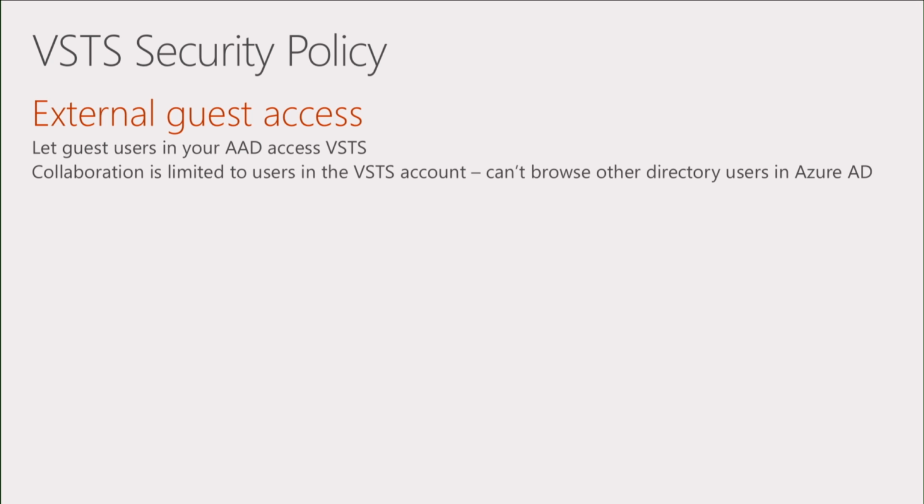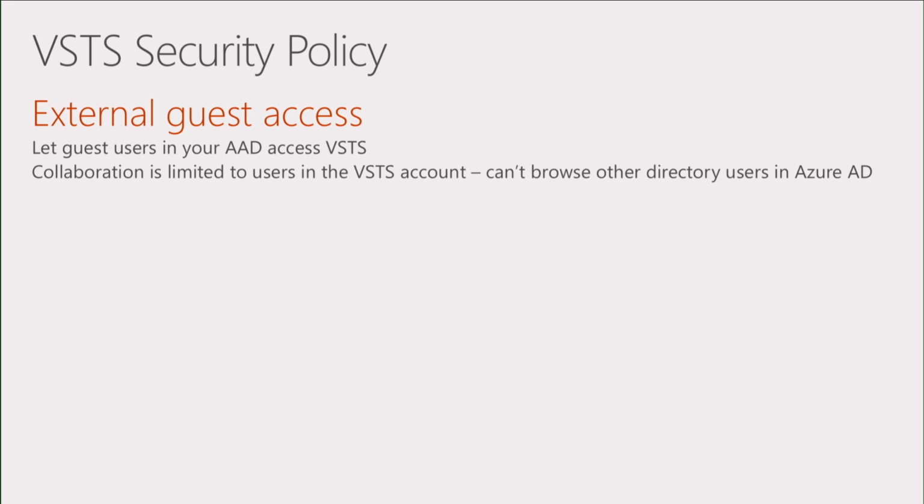Security policy. Today we have only one security policy that you can find, which is what we call external guest access. I've been talking to many customers over the last few days, at the conference and outside. Many of them bring this scenario: I'm working with a partner outside my company, and my account is connected to Azure AD, and I need this partner to access my VSTS resource. How can I do that?